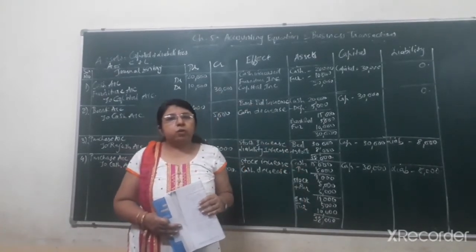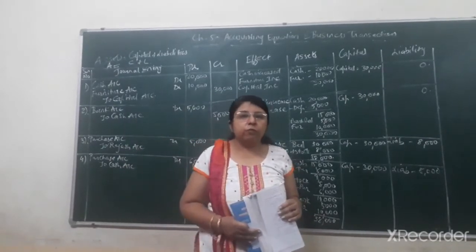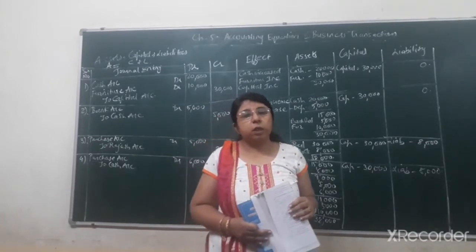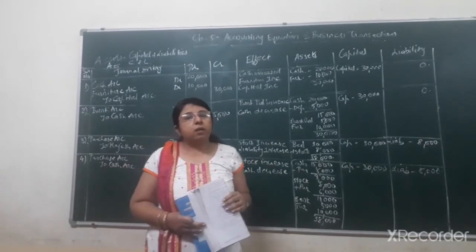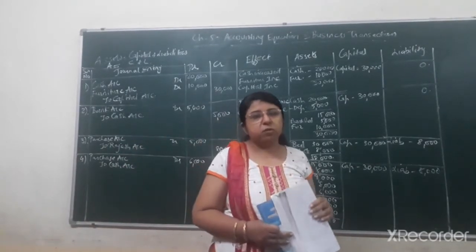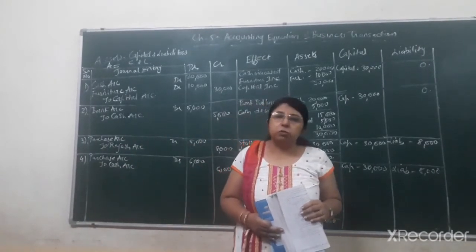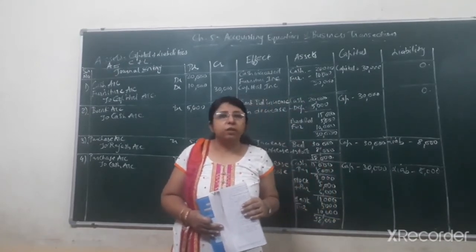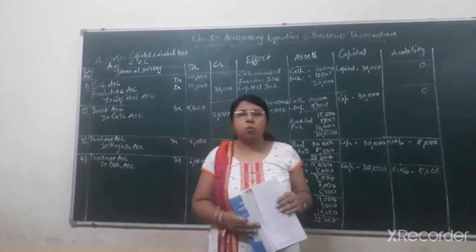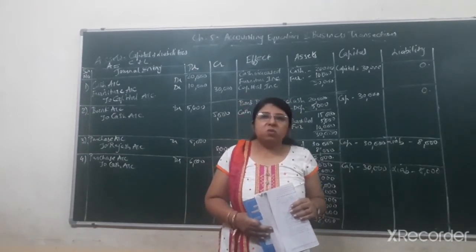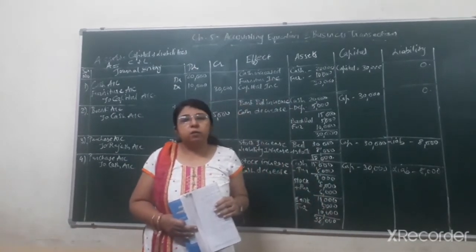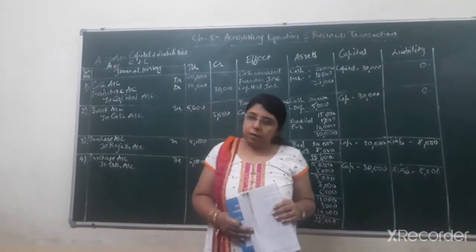In the last video lecture I had completed chapter number 4, that is journal. Now in this video lecture I am going to start chapter number 5 of accountancy, that is accounting equation and business transaction. Students, in the previous chapters we have already understood the rules of debit and credit of the three different types of accounts, that is real account, personal account and nominal account. And on that basis we have also understood how to write the journal entries of any particular transaction.